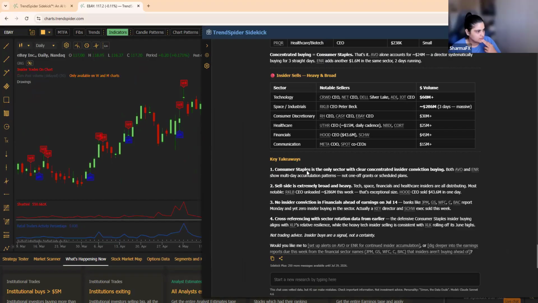So the key takeaways here: consumer staples is the only sector with clear concentrated insider conviction buying. Let's see what else. Sell side is extremely broad and heavy. Tech, space, financial, and healthcare insiders are all distributing. And there's no insider conviction on financials ahead of earnings.